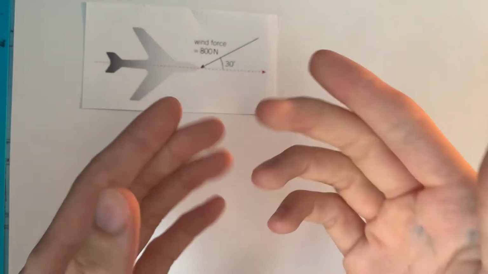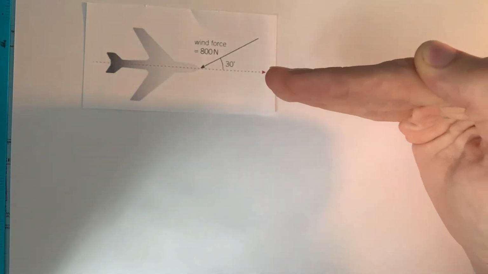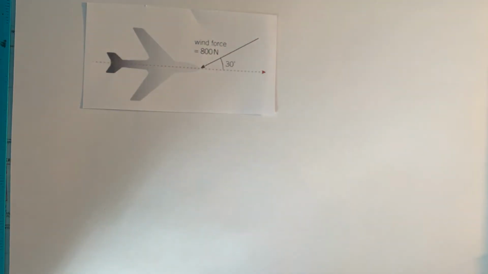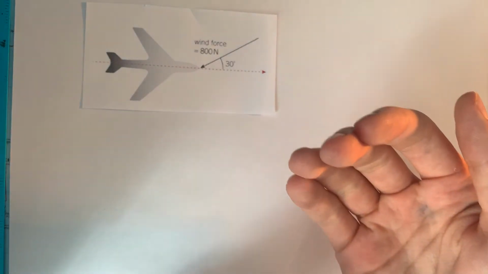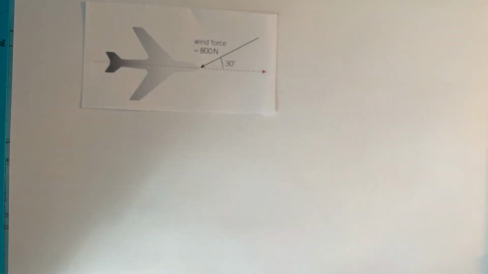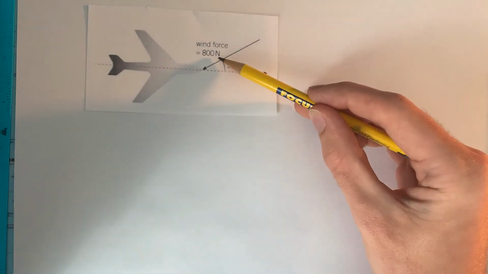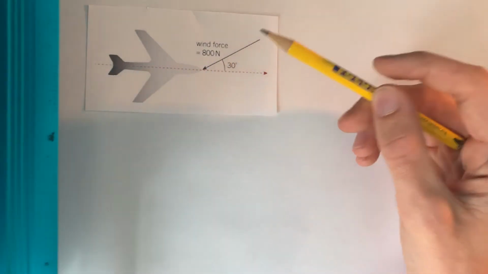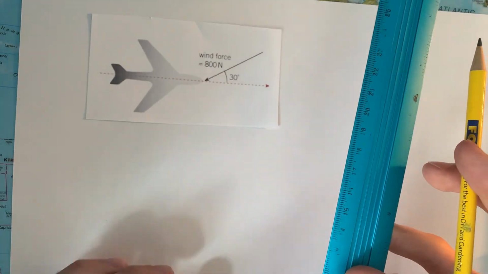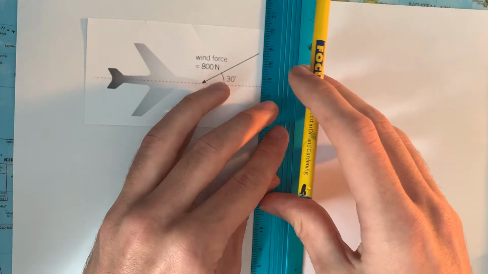But it would be useful for us to be able to work out how much of that force acts against the direction of motion, because that could again tell us whether this plane will accelerate or decelerate or move at constant speed. So it's very important. So again, all we need to do is split up this force into two components that are at right angles to each other. So to do that, all we need to do really is draw a right angled triangle.